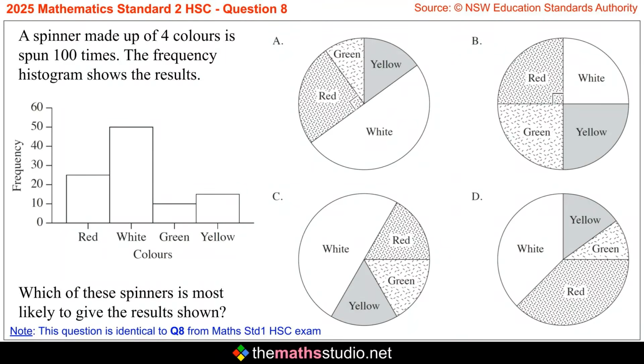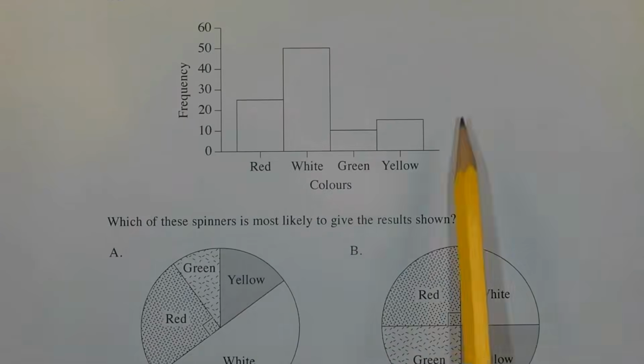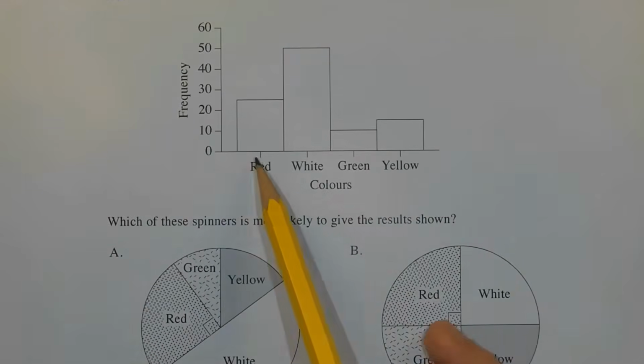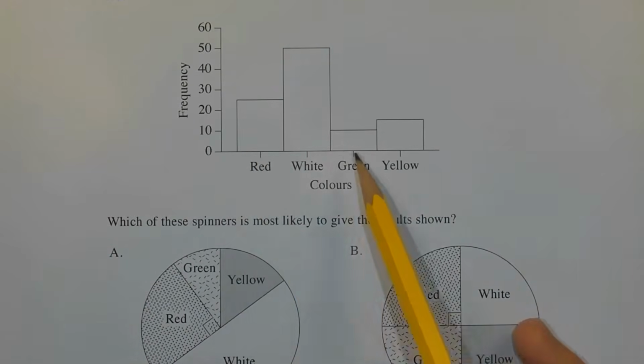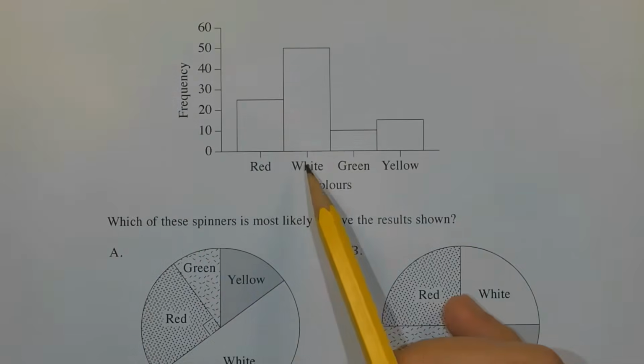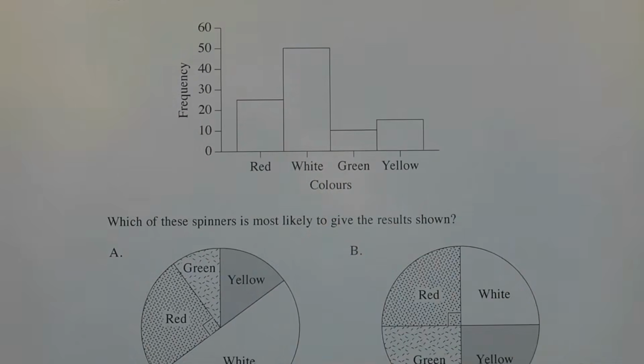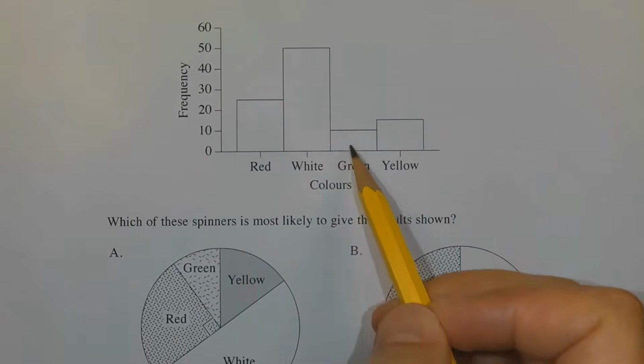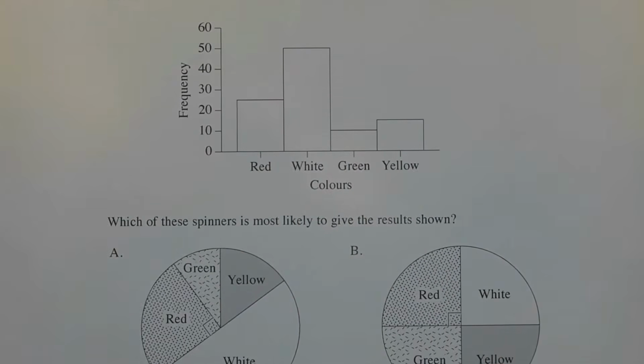Question 8. A spinner made up of 4 colours is spun 100 times. The frequency histogram shows the results. Which of these spinners is most likely to give the results shown? Looking at the histogram, the heights of the columns for red, white, green and yellow are all different, with white being the tallest column, that occurs the most often, and green being the shortest column, that occurs least often.